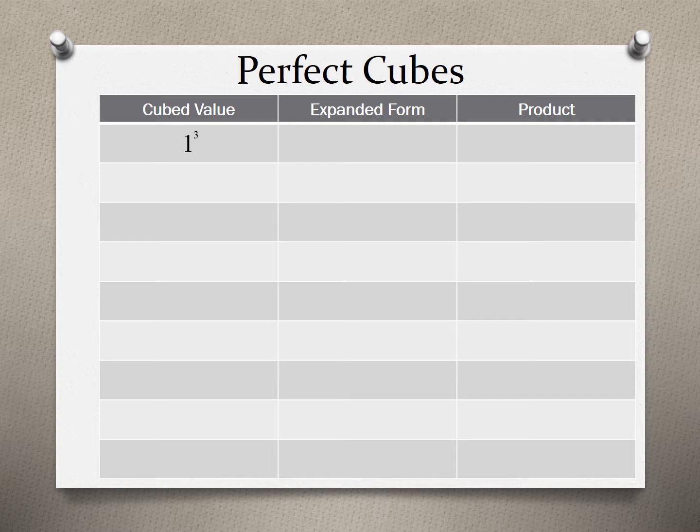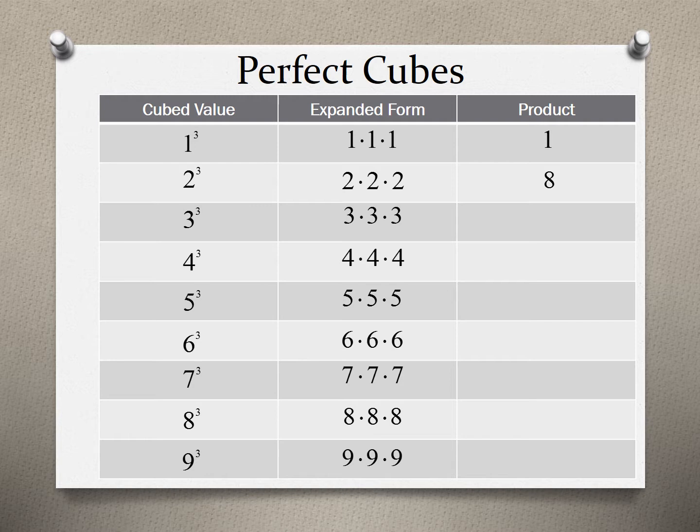First, recognize that a perfect cube would be a number raised to the third power. If I expand, for example, 1 raised to the third power, it's really 1 times 1 times 1, which is 1. Let's take a look at 2 raised to the third power. Expand that, it's really 2 times 2 times 2, where 2 times 2 makes 4, and then 4 times 2 makes 8. And then we could carry this out to 3 raised to the third power, which is 3 times 3 times 3, which yields 27, and so forth.